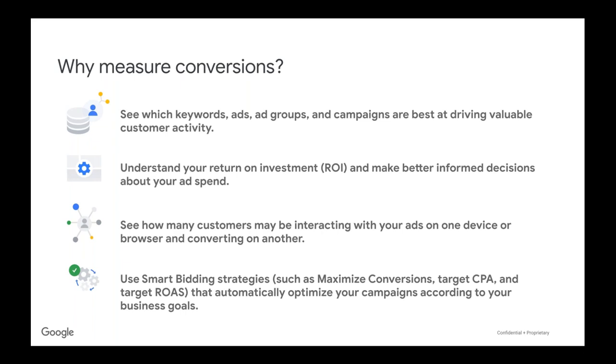It also helps you to have a better understanding of your customers. For example, some of the insights you might get are about how they interact with your ads. Maybe you will find out they start by clicking from one device and then convert on another. Lastly, it also enables you to use advanced strategies, such as smart bidding, which includes maximize conversions, target CPA, and target ROAS, that automatically optimize your campaigns according to your business goal, adjusting bids in real time for every single auction. So definitely a few good reasons to use conversion tracking.